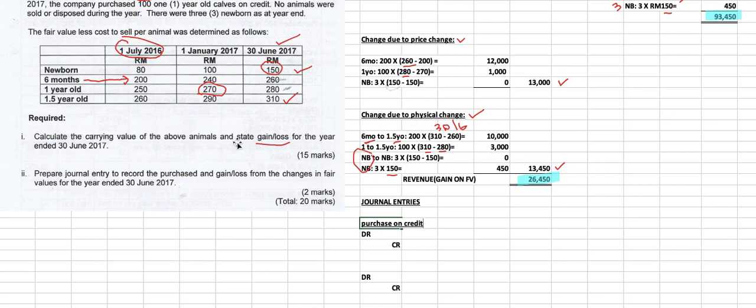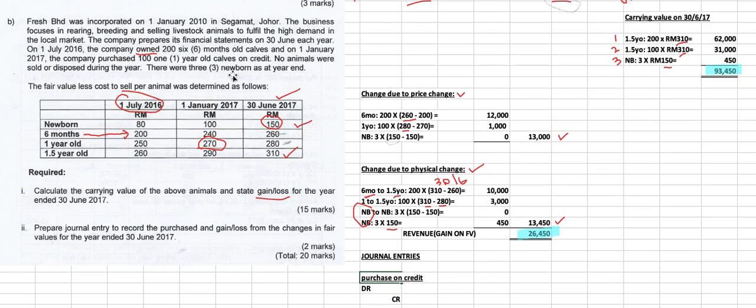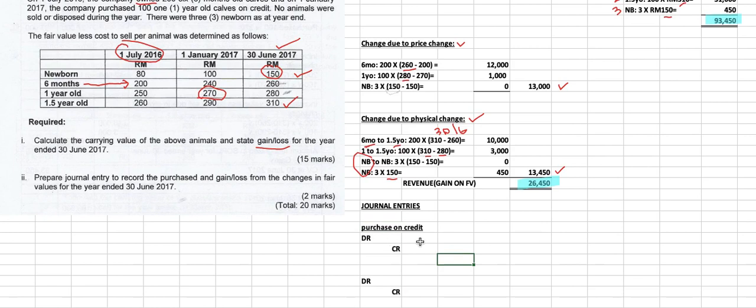So the company did not pay by cash or by check. The company purchase on credit. So that means it should be debit. When you purchase, your asset will increase. So that will be debit by biological asset.